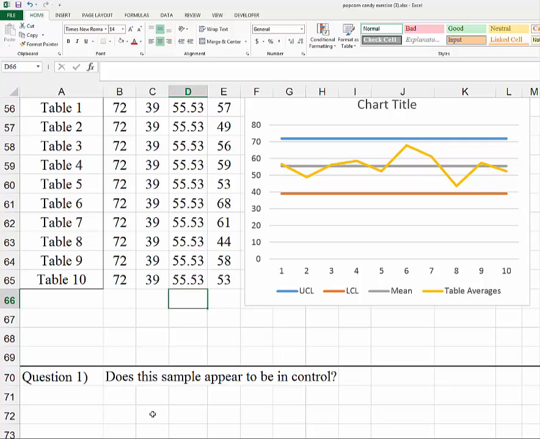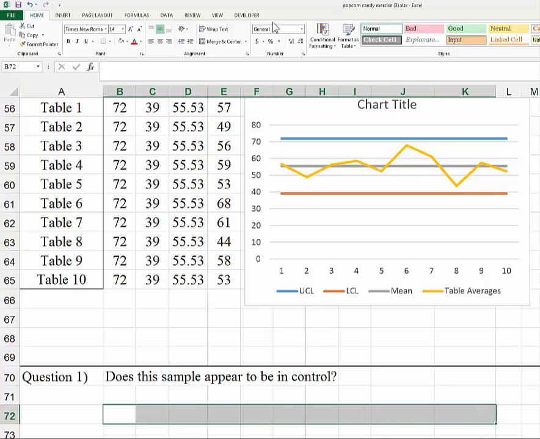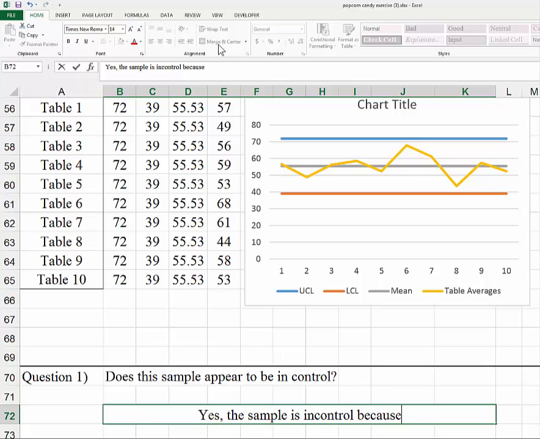So does our sample appear to be in control? We want to say yes, the sample is in control because none of the table averages are outside the upper control limit or the lower control limit.